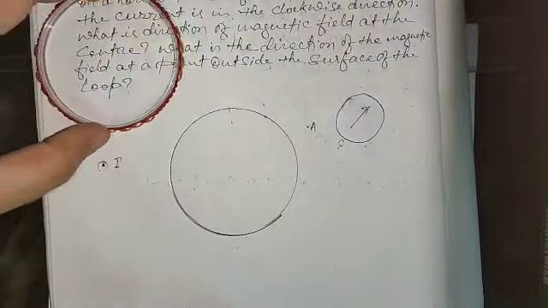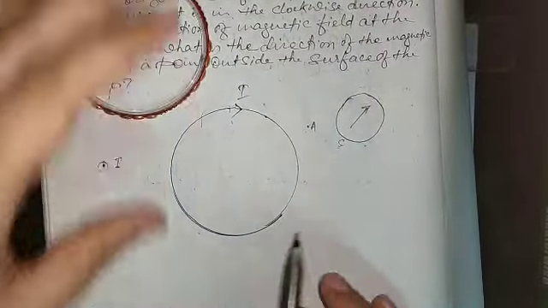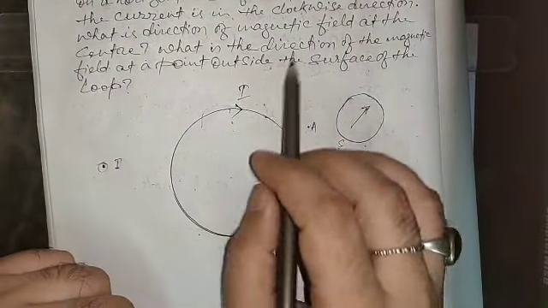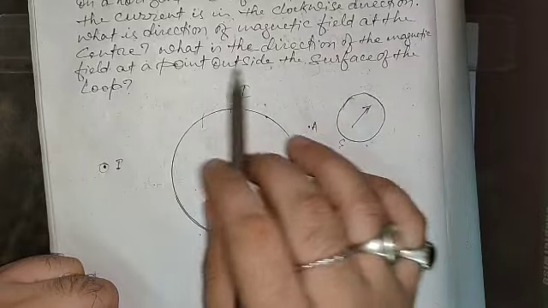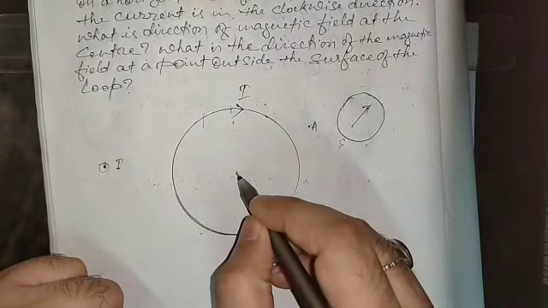So this is our circle, and in this circle the current is moving like this, clockwise. So it is very easy to find out the direction of the magnetic field. It is asking what is the direction of the magnetic field at the center. So this is the center.